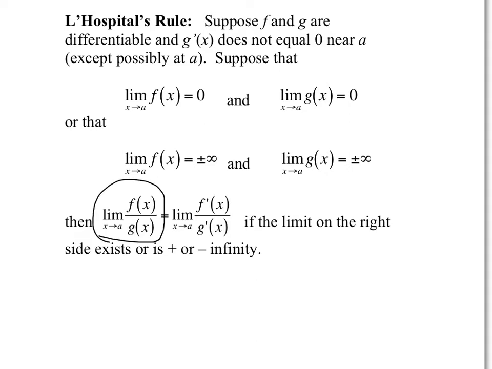So looking at this, we're basically saying that if you have a rational function, and you get one of the indeterminate forms, then you can just take the derivative of the numerator and denominator separately. So there's no quotient rule involved in this. It's just do each separately and then try again. All right, let's go ahead and do an example here.